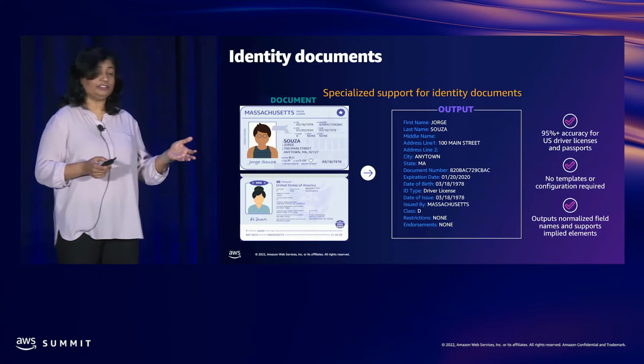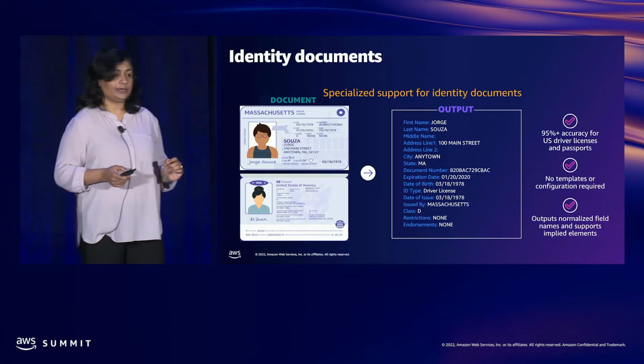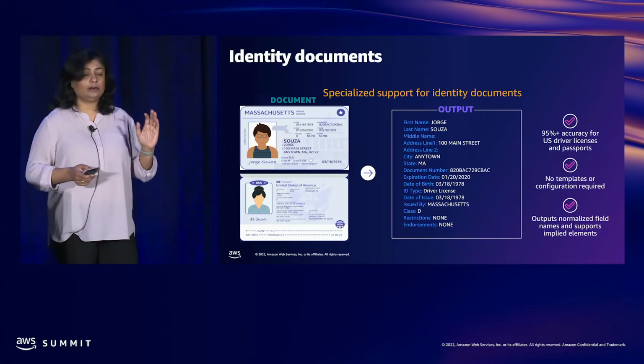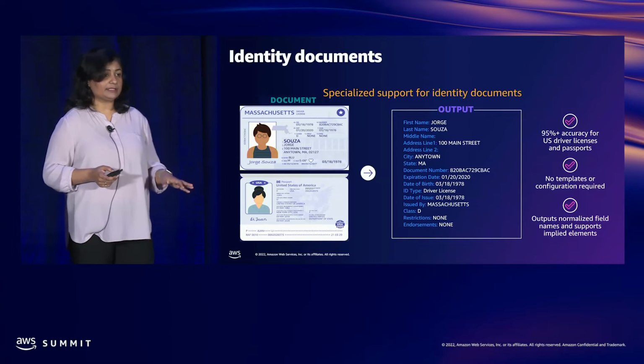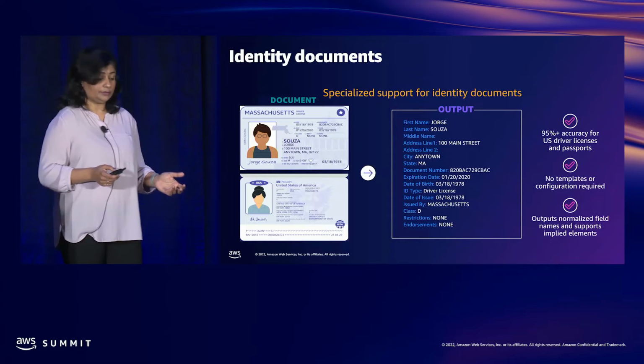And the benefit of it is, we are seeing 95% plus accuracy for the fields that we extract. You already get around 20 fields from driver's license and 8 fields from passport, which is a big deal for our customers.